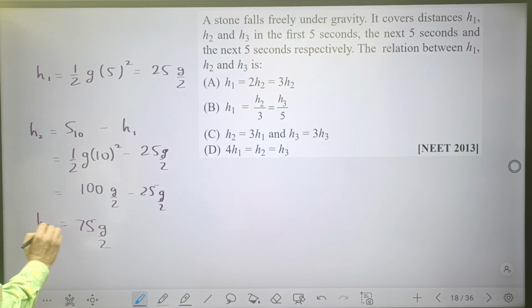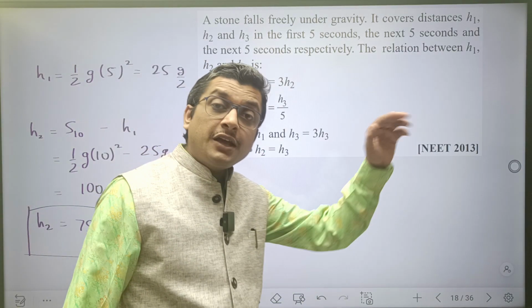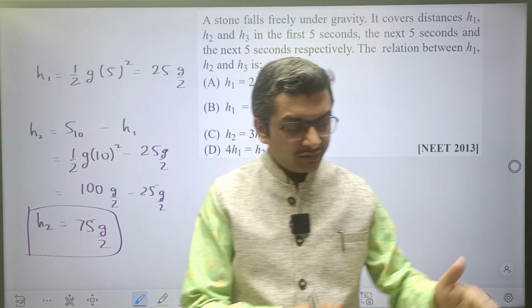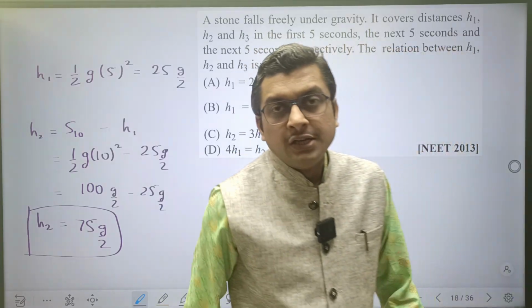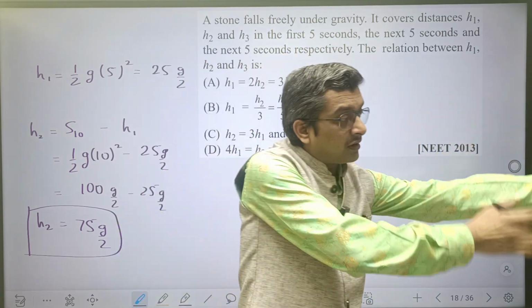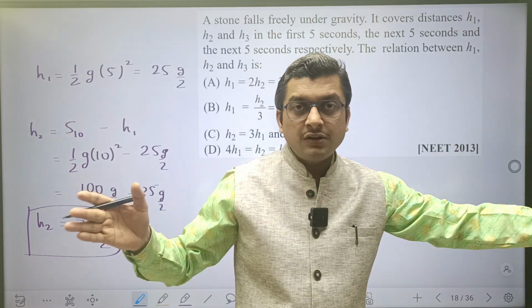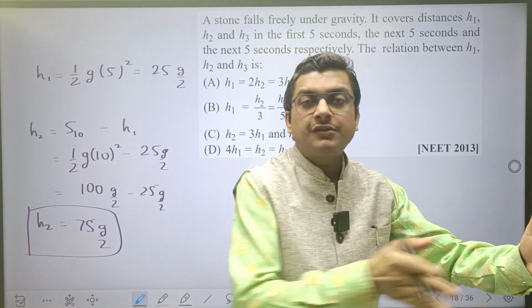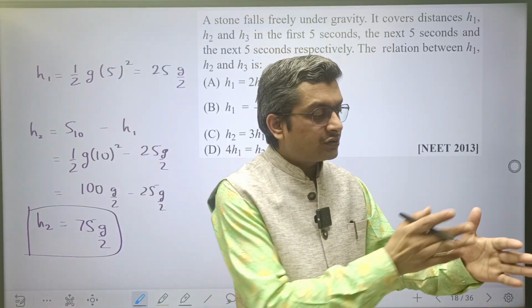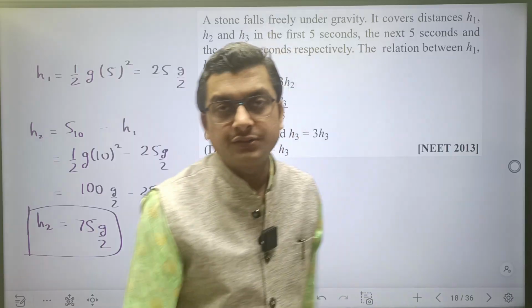So this is h2. Similarly, for the distance covered in the third 5 seconds, it is given by the distance covered in the first 15 seconds minus the distance covered in the first 10 seconds. So this will give the distance covered in the third 5 seconds, isn't it?